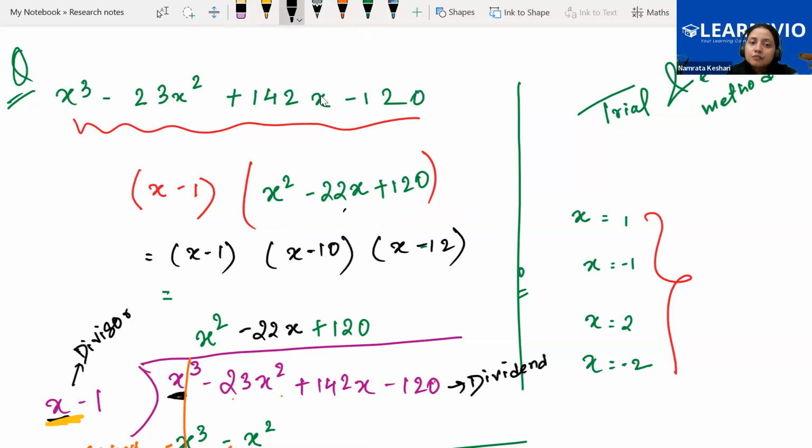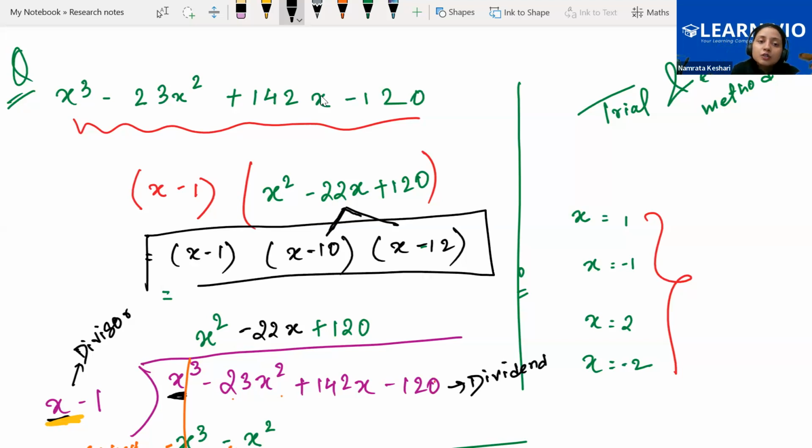If you split the middle term, maybe this is what you are going to get. It is a quadratic polynomial. I have explained in our class how to split the middle term. The same concept you need to apply here, and then it will come out as (x minus 10) in one bracket and (x minus 12) in another bracket, and this is completely the factorized form.